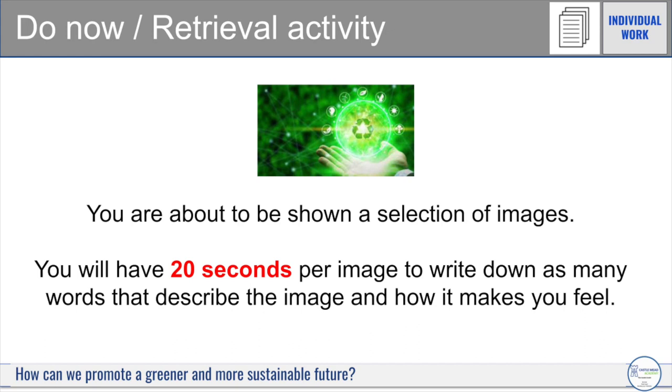You are about to be shown a selection of images. You will have 20 seconds per image to write down as many words that describe the image and how it makes you feel.